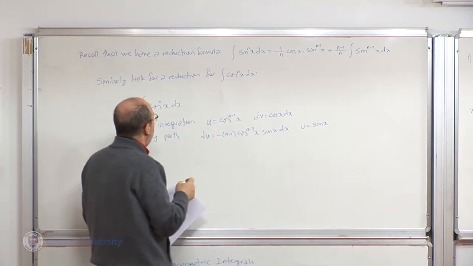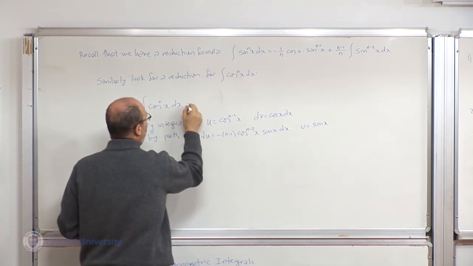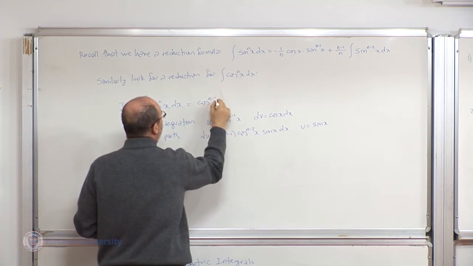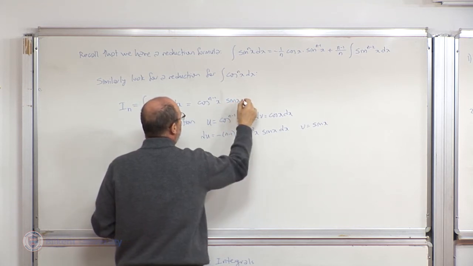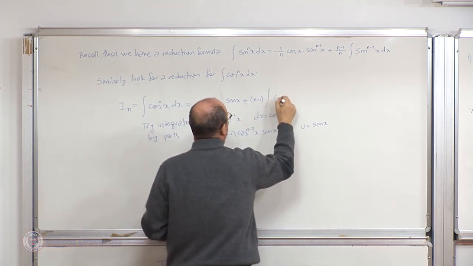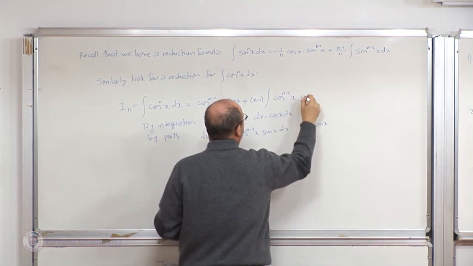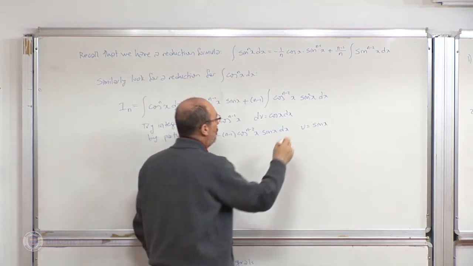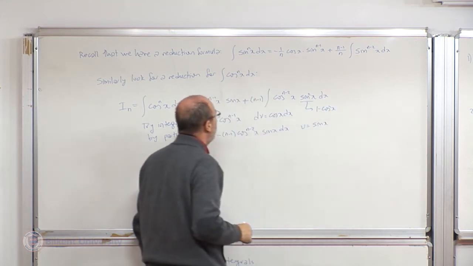Now integration by parts says that first we multiply this and this, so we have cosine^(n-1) x sine x minus, I have another minus here, so plus (n-1) integral cosine^(n-2) x, and I have sine square x dx. Okay, we write sine square x as 1 minus cosine square x.